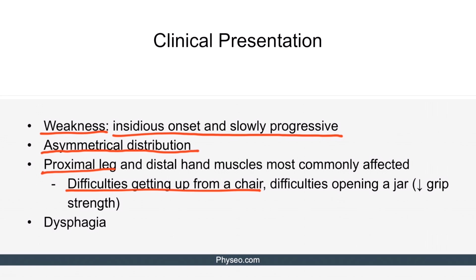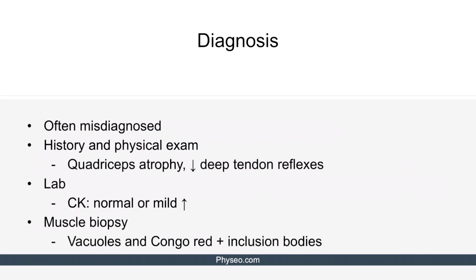Now, the distal hand muscles and the forearm flexors are also commonly involved and present with decreased grip strength. So these patients will often complain of difficulties performing activities that are pretty normal in the day, such as opening a jar. And of course, if the esophagus is involved, then dysphagia can occur. Because of the slow progressive nature of the disease and the nonspecific initial presenting symptoms, especially in the elderly, inclusion body myositis is often either misdiagnosed or the diagnosis is delayed for several years.